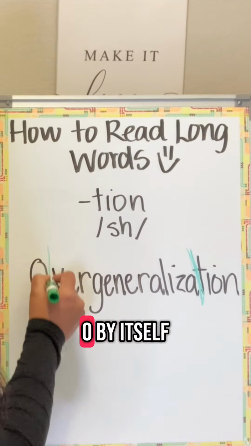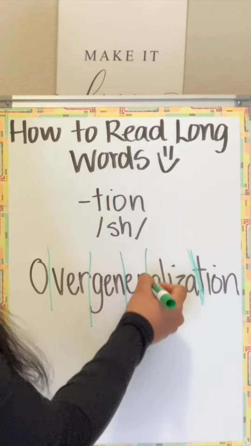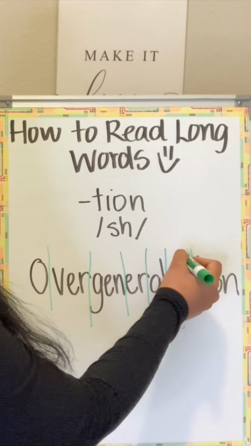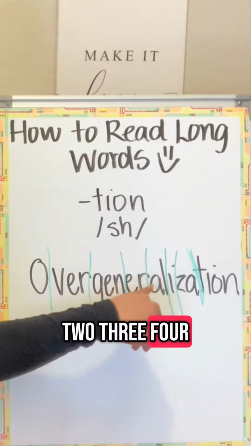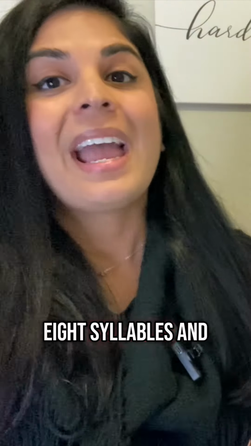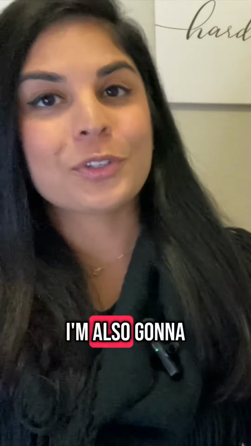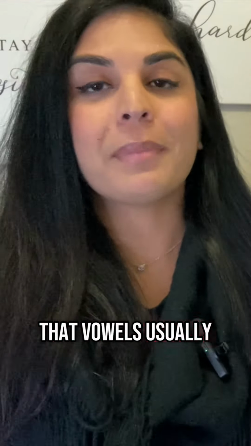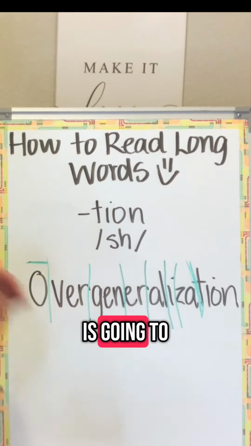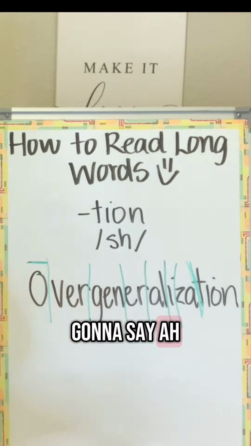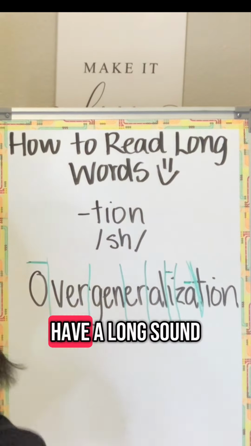So here we're going to have the O by itself, this syllable by itself, here, here, here, and here. As you can see, this word has 1, 2, 3, 4, 5, 6, 7, 8 syllables. And if I at least know the last one says shun, then I can figure out the rest of the word. I'm also going to use the rule that vowels usually make their long sound at the end of a syllable. So that means that this O is going to say O. It is not going to say aw. And then this I is also going to have a long sound, and this A is also going to have a long sound.